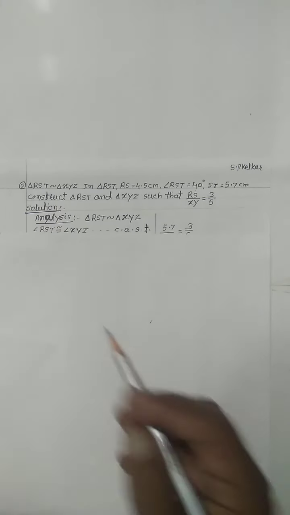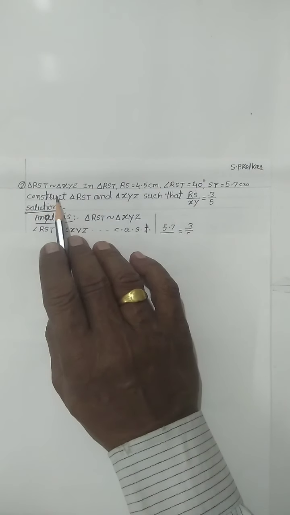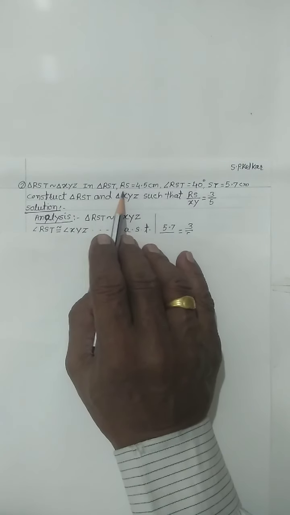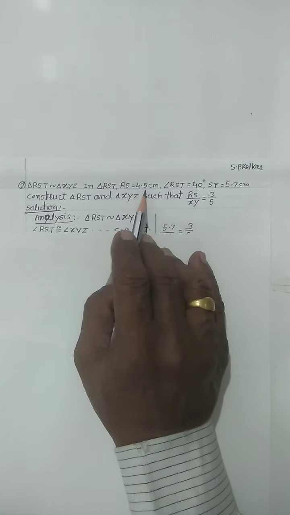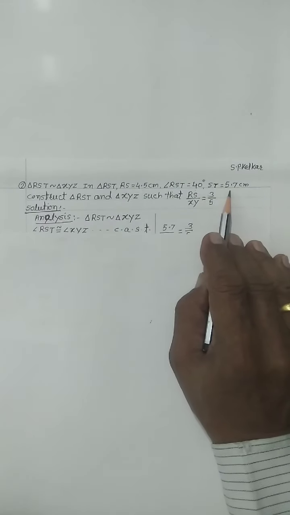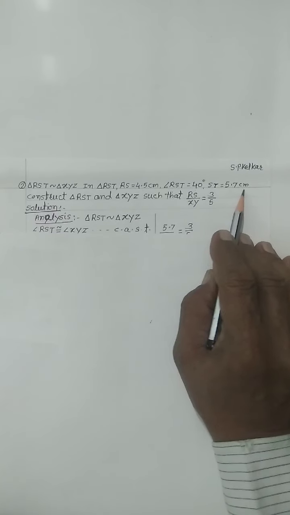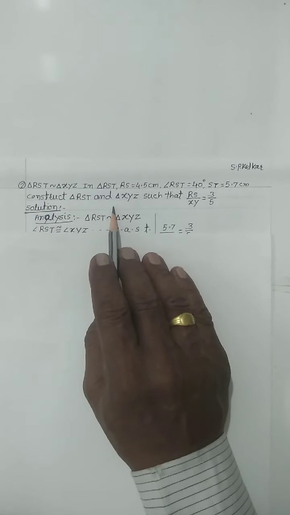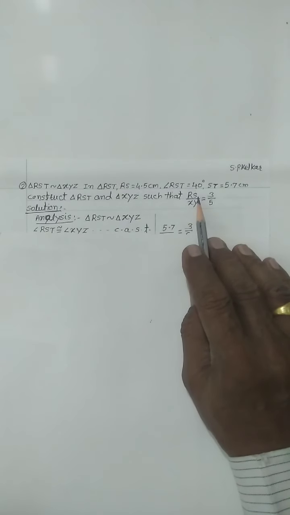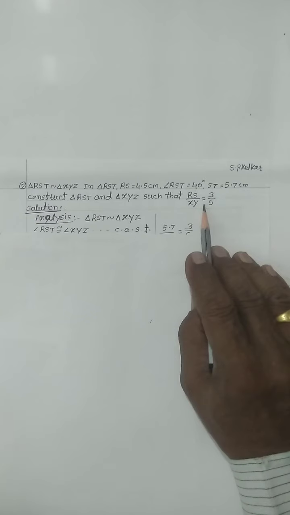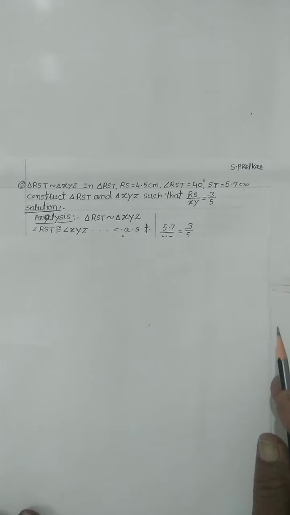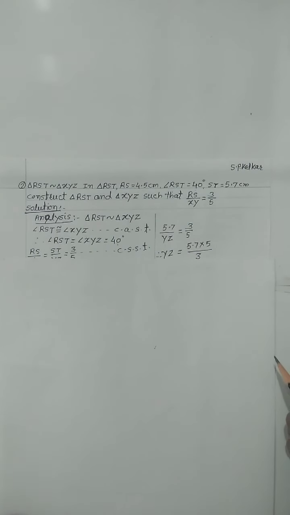Then we see the second example, triangle RST, similar triangle XYZ. In triangle RST, length of RS equal to 4.5 centimeter, angle RST equal to 40 degree, ST equal to 5.7 centimeter. Construct triangle RST and triangle XYZ such that the ratio of the side RS divided by XY equal to 3/5. Now the triangles are given similar triangles.